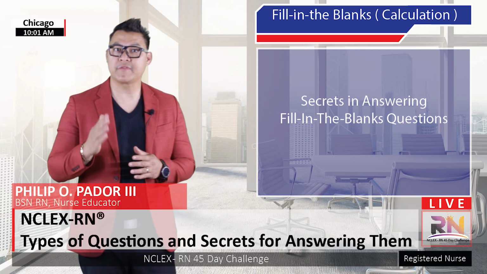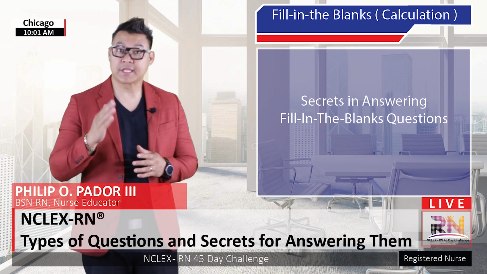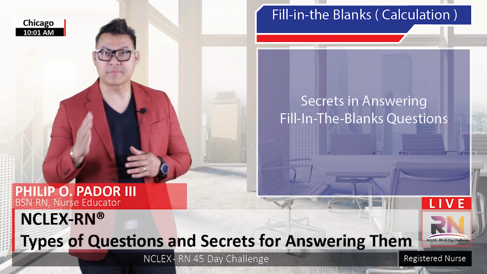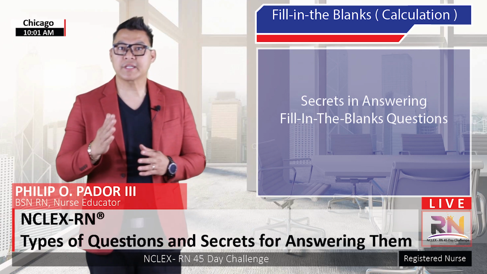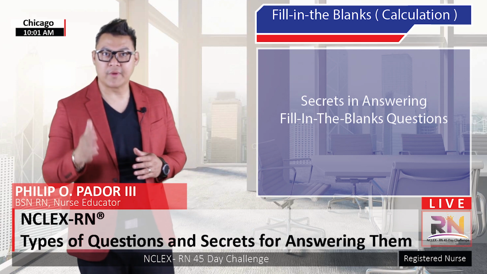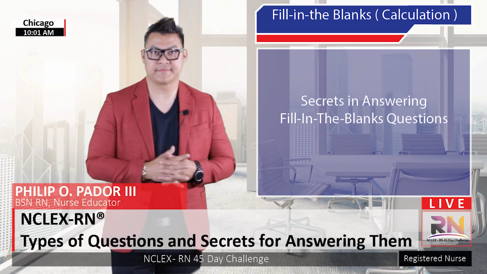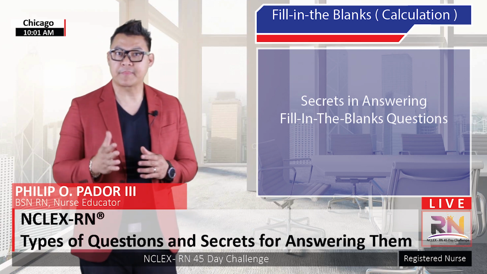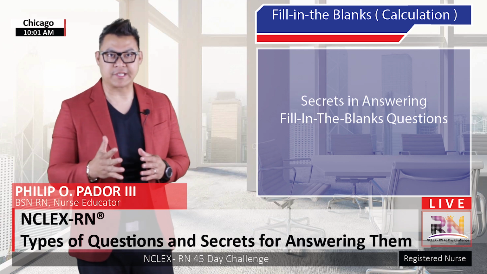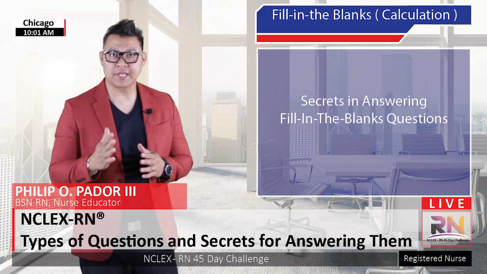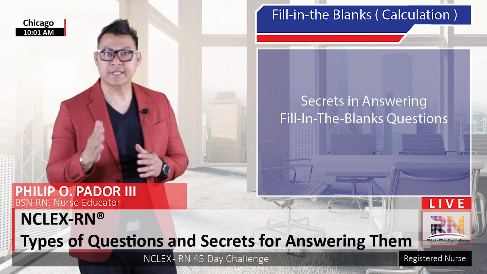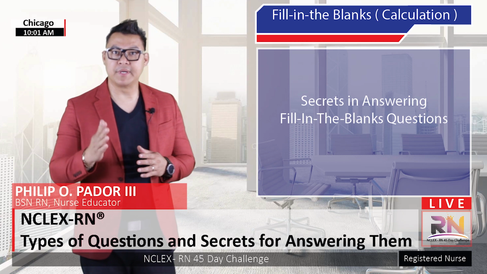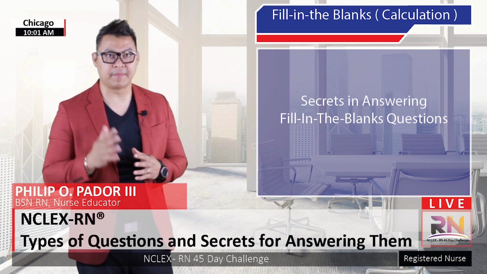The secrets for answering fill-in-the-blank questions. Number 1, determine what calculation the question is asking you to perform. It is either add, subtract, or use a formula. Write the calculations on the erasable write board provided by the testing center. Access the drop-down calculator from the computer to perform the appropriate mathematical functions. To avoid calculation errors, be sure that you do not enter the numbers rapidly when you are using the calculator. Round the numbers as directed to 1 or 2 decimal points.